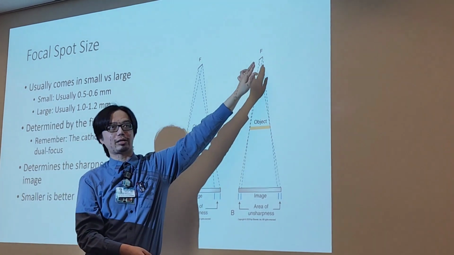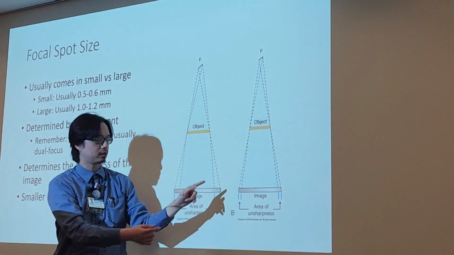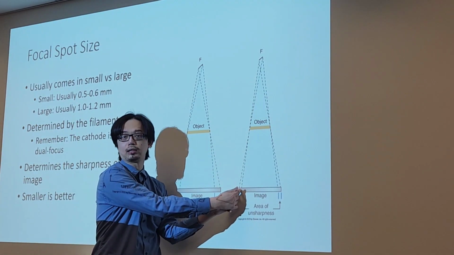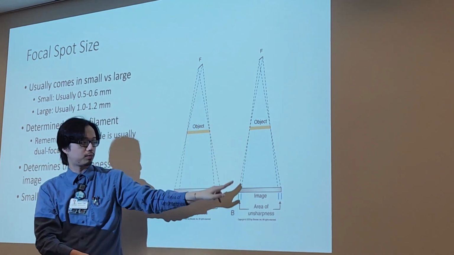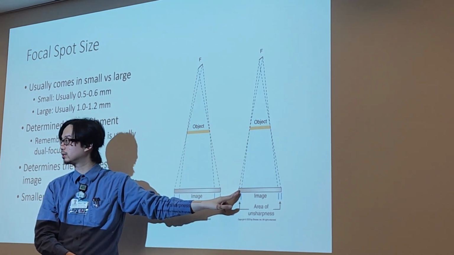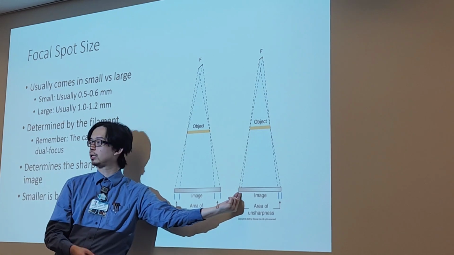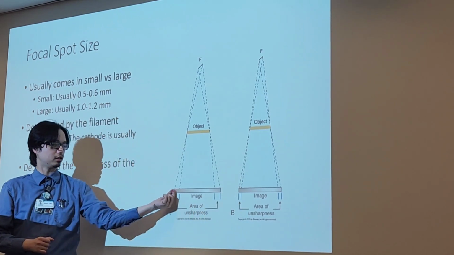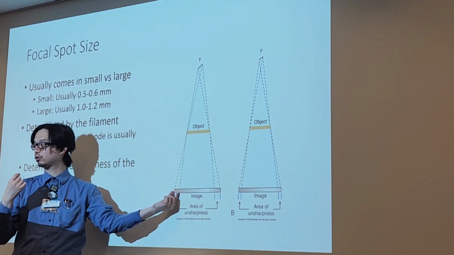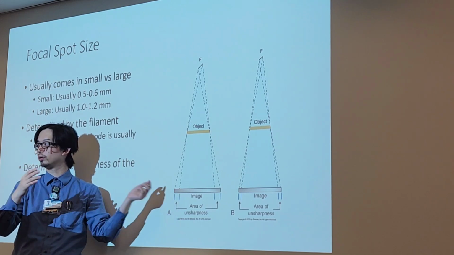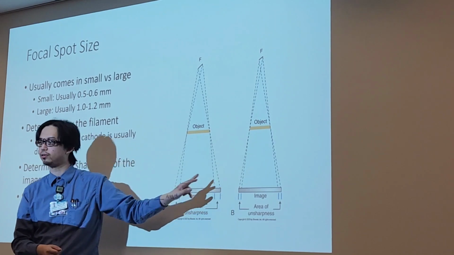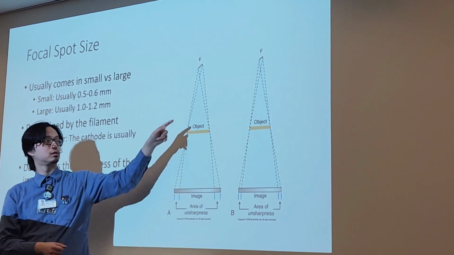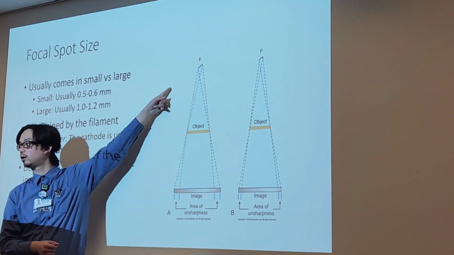Over here, the x-rays spread out less with a smaller focal spot. So the edge of my object ends up looking less smeared, less blurry. So small focal spots give you more sharpness, right? This area here is thinner. Over here, the edge of my object looks thicker, so it looks more blurry, spread out over a larger area. So sharp versus blurry. Small focal spot versus large focal spot.